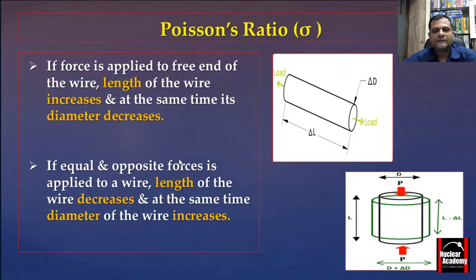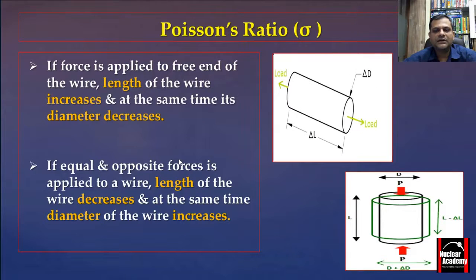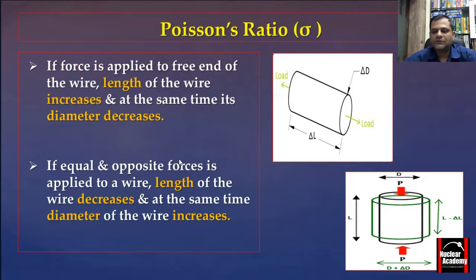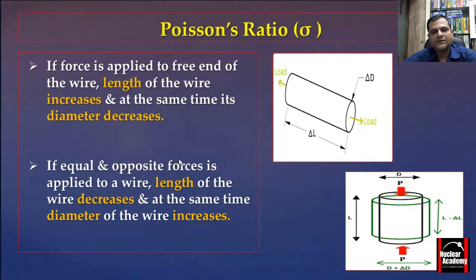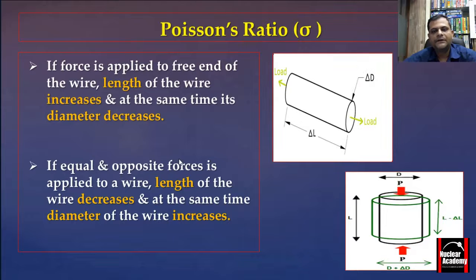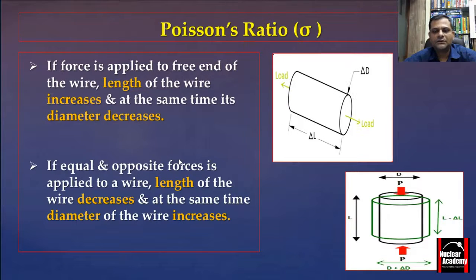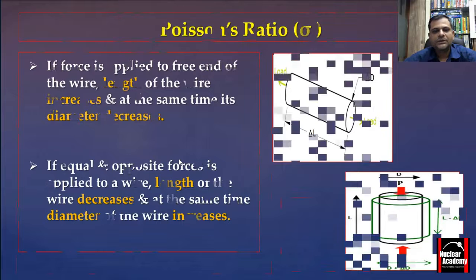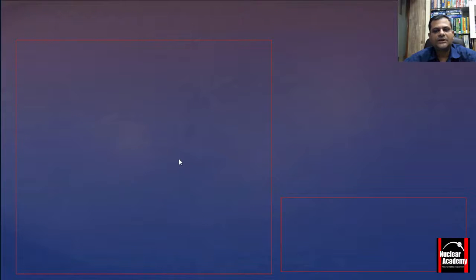तो ये हम देख सकते हैं कि whenever the wire is extended longitudinally, it has a contraction laterally, and whenever the wire is contracted longitudinally, it has an extension laterally. तो ये जो बात है यही पॉइजन्स रेशियो के साथ रिलेटेड है.